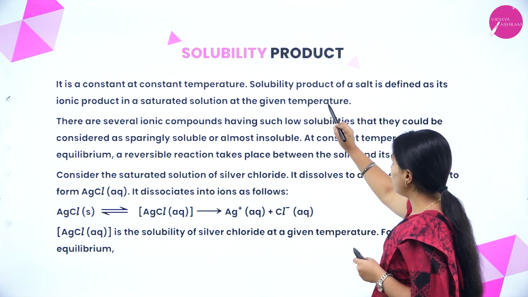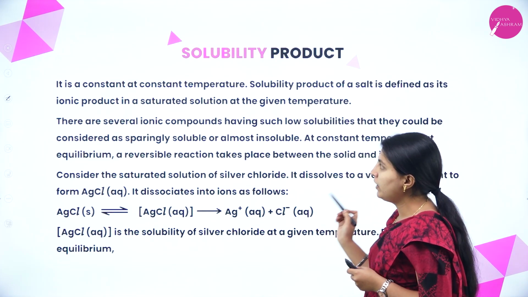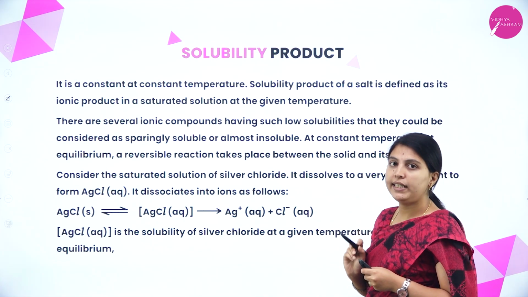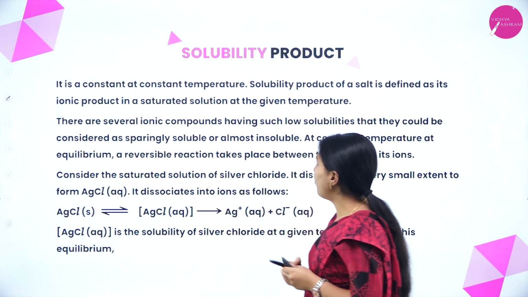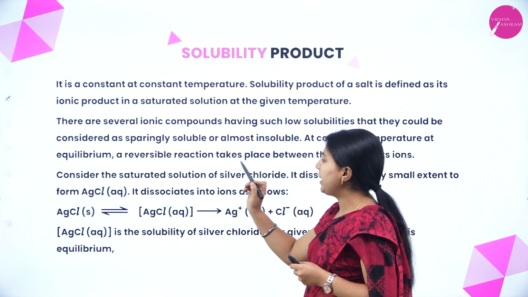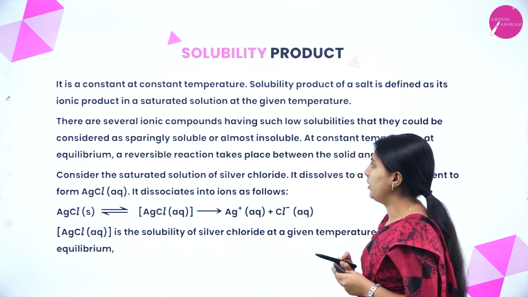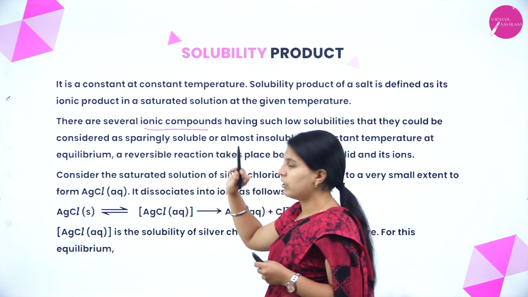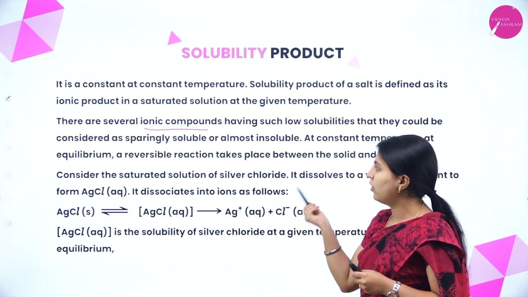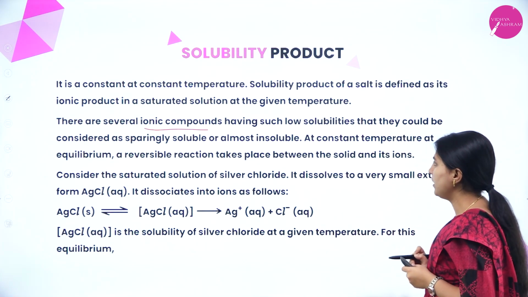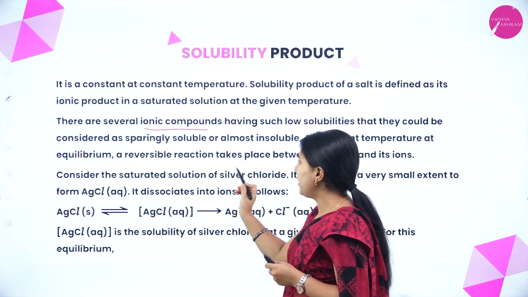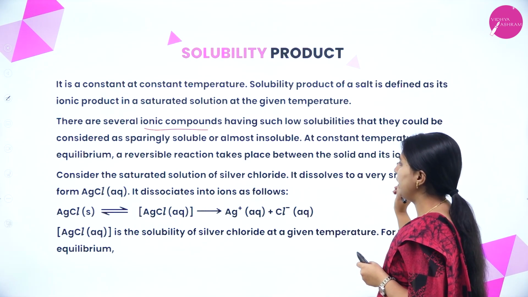What are they telling? The solubility product of a salt is defined as its ionic product in a saturated solution at a given temperature. There are several ionic compounds having such low solubilities that they could be considered sparingly soluble or almost insoluble. Ionic compounds are hard, we know that, and they may have low solubility constants or sparingly soluble capacity. At constant temperature at equilibrium, a reversible reaction takes place between the solid and its ions.